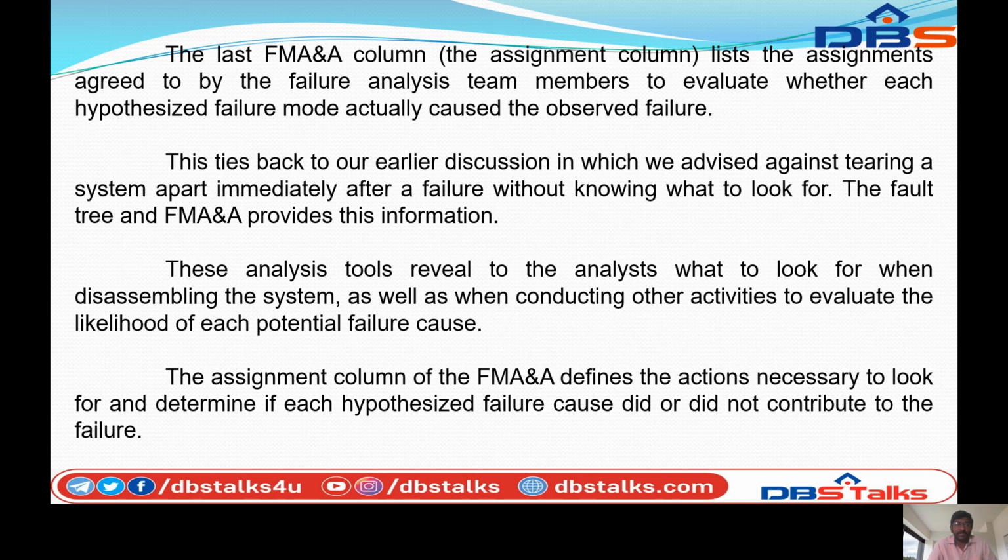So the last FMA column, the assignment column. The last column indicates the assignment. It lists the assignments agreed to by the failure analysis team members to evaluate whether each hypothesized failure mode actually caused the observed failure.